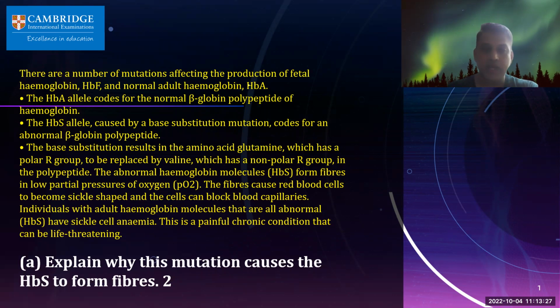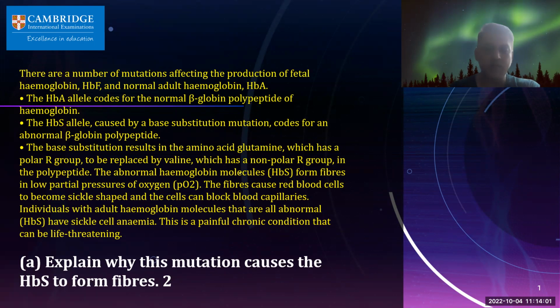adult hemoglobin, hemoglobin A. The hemoglobin A allele codes for the normal beta globin polypeptide of hemoglobin. Hemoglobin S allele, caused by a base substitution mutation, codes for an abnormal beta hemoglobin polypeptide. The base substitution results in the amino acid glutamine, which has a polar R group, being replaced by valine, which has a non-polar R group in the polypeptide.